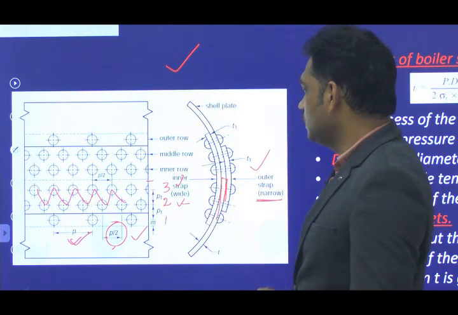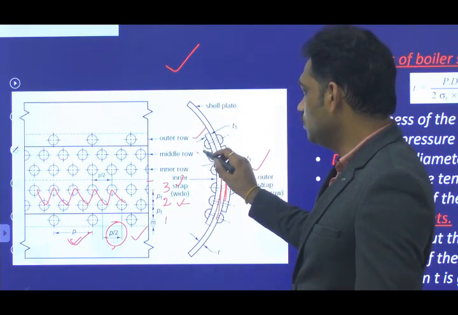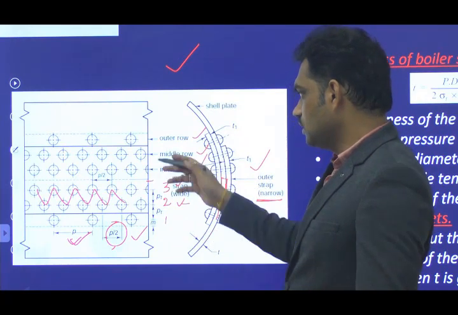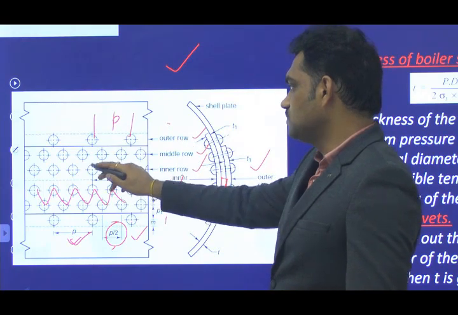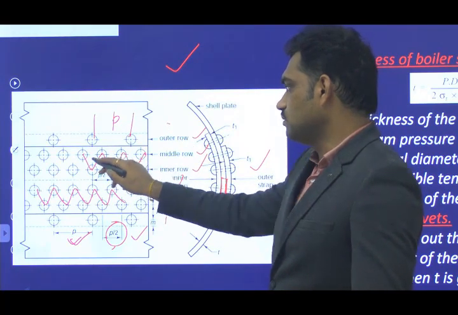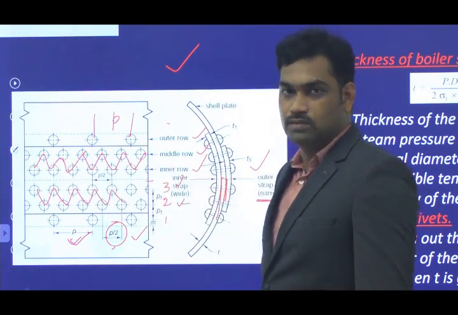This is how the rivets are arranged here: outer row, middle row, and inner row. You can observe the outer row having pitch equal to P on the other side of the plate, as well as the inner rows being zigzagged here, and their pitch is equal to half the pitch.